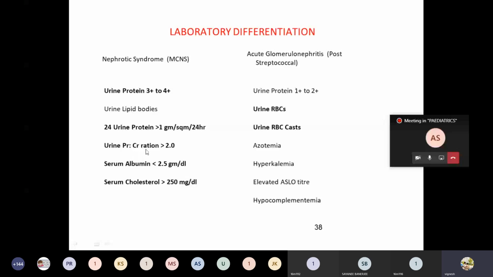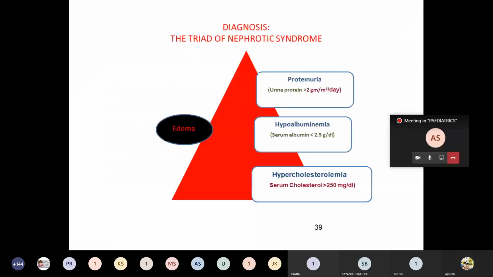And then urine creatinine level is more than 2. Here azotemia. Here serum albumin less than 2.5 gram. Hyperkalemia, you will see hyperkalemia. Some atypical cases you also see, but hyperkalemia means it is AGN. Serum cholesterol level more than 250 milligram per deciliter. These are the laboratory differentiations. We already discussed clinically previously; now laboratory-wise we can differentiate this.